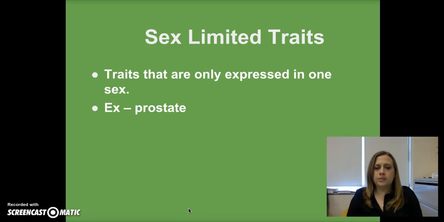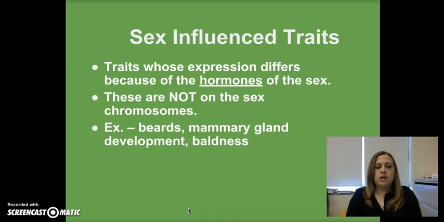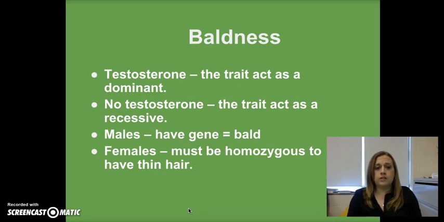So now we have sex-limited traits, and these are traits that are only expressed in one sex. And then we have sex-influenced traits, and these are traits whose expression differs because of the hormones of the sex. So these are not on the sex chromosome, however, they are influenced by hormones of the specific gender. So examples could be beards, mammary gland development, and baldness.